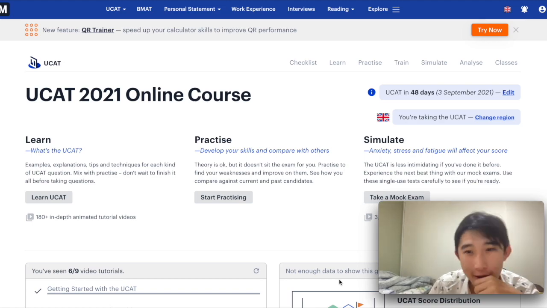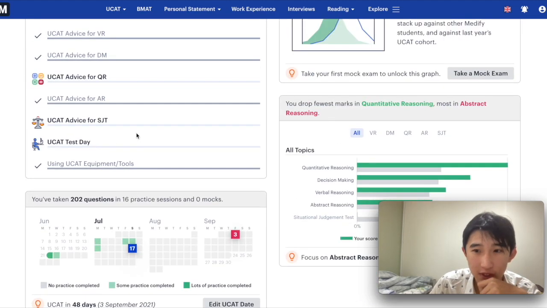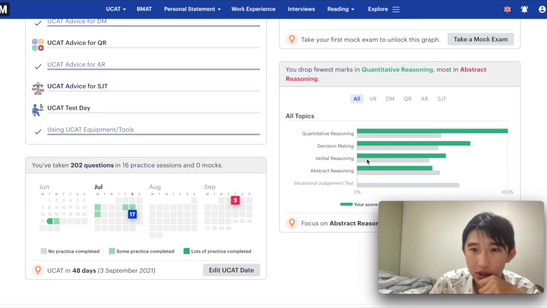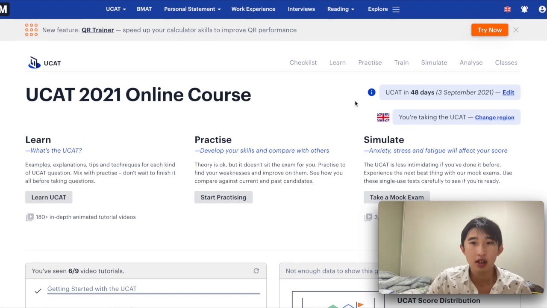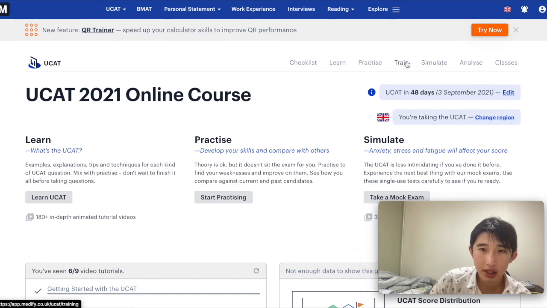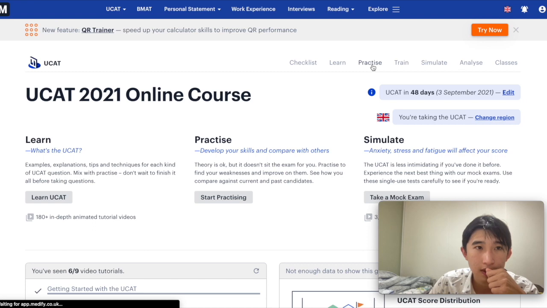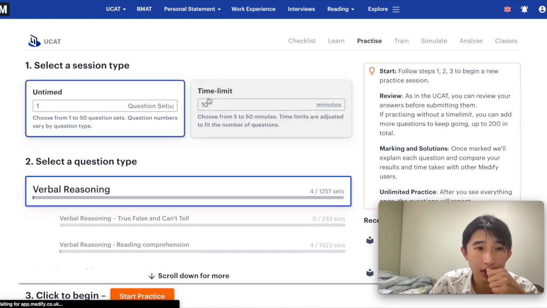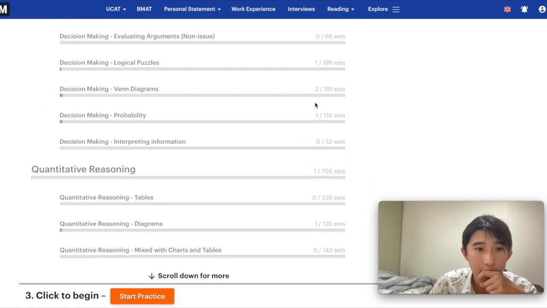Preparation day one. I've watched some videos on UCAT and done a little bit of the work. But yeah, I'll be doing some abstract reasoning today. I won't be doing much because it's quite late at night, it's 10:32. But yeah, I'll be doing the section that I can't do at all, which is abstract reasoning.